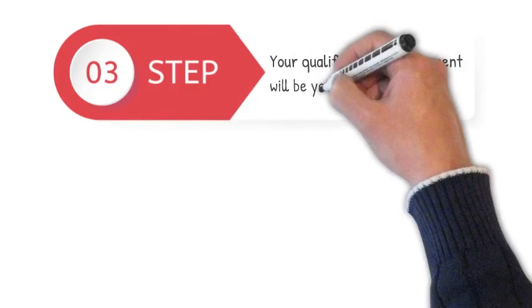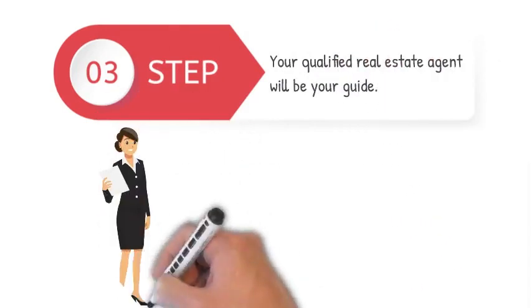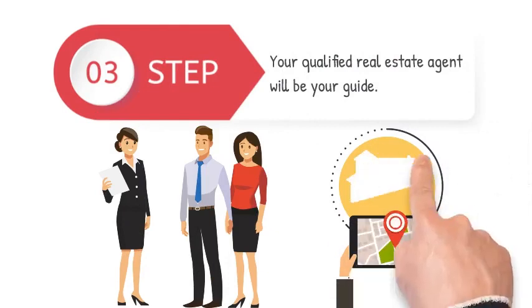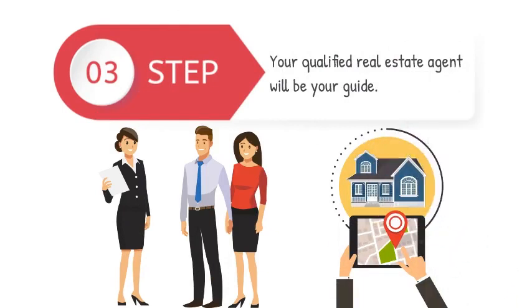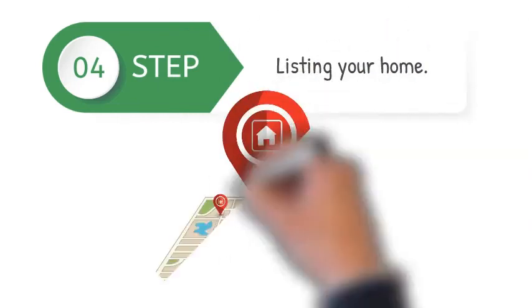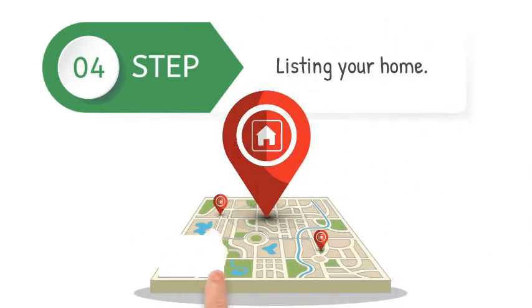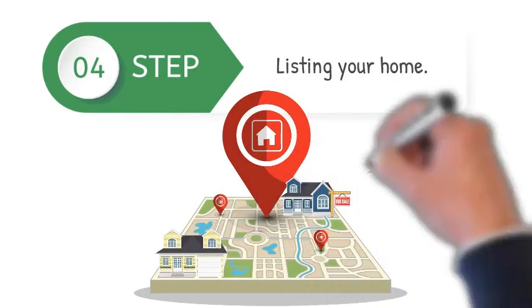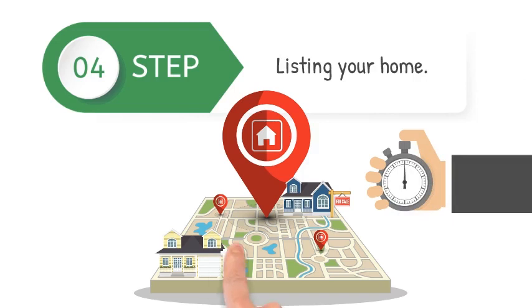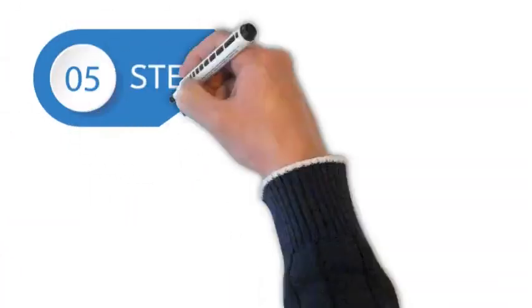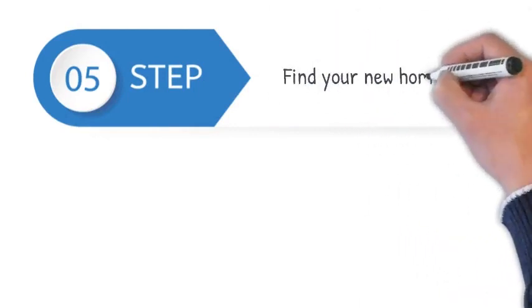Step three, your qualified real estate agent will be your guide here. They will help you prepare and market your home, correcting any issues and enhancing its presentation at the same time. Step four, listing your home. This is where the excitement picks up. While we are looking for a new home, we are showing your existing home. Remember, it's a seller's market and people will be competing for your home, which is a fantastic thing to be a part of.